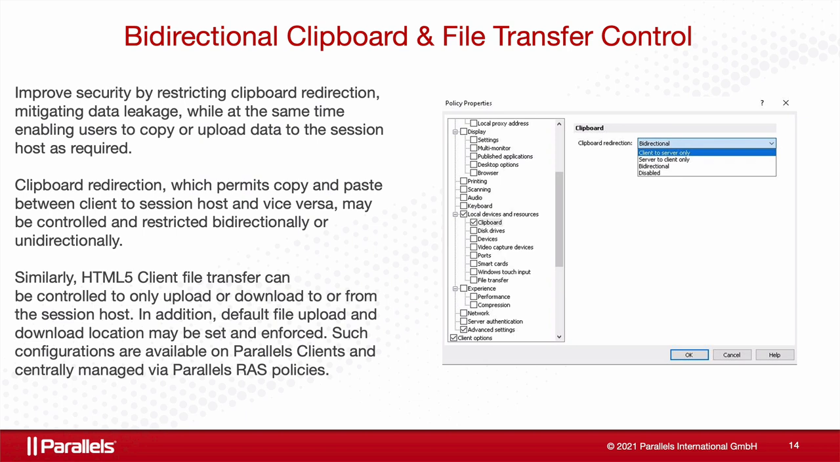Or maybe the reverse is, you know what, I don't care what you download, but you're not transferring anything up. You may put up some malware or something on my environment for all I know. So nothing comes in, but you can save it locally if you want. So you could do something like that. Or you can say nobody transfers files in any direction whatsoever, or everybody can transfer files up and down. It depends what's best for you and your environment. So you have that kind of control now within Parallels RAS.